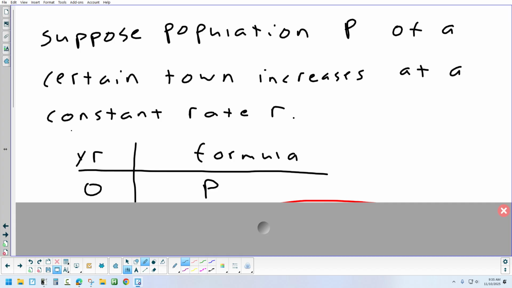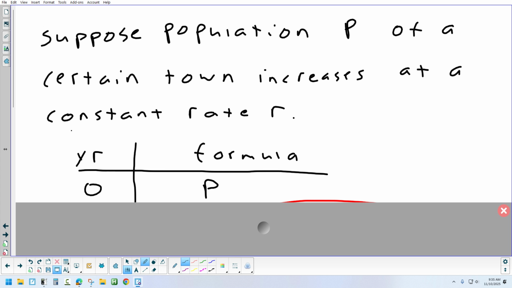So like if you work at a job and you got a 2% raise every year, if that continued to infinity, that would be an exponential growth. You're getting 2% more money each year. Compared to if you said you get $500 more each year, that's different. That's linear growth. That would just be a slant.